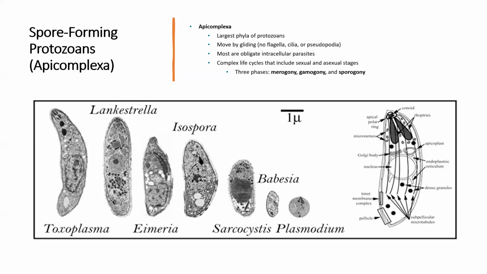So here are some examples of different types of apicomplexa or spore-forming protozoans. Some of them we talked about, like Toxoplasma and Plasmodium. You can see that there are all sorts of size differences in there, and all these little guys are different disease-causing organisms.